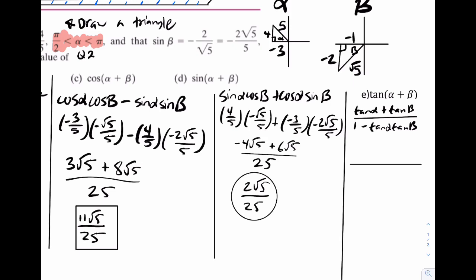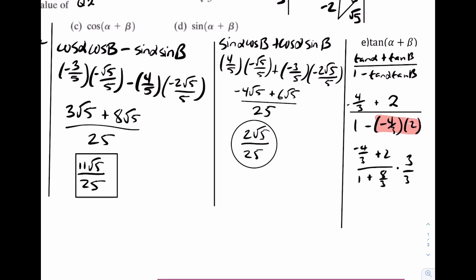So tan alpha, look at your alpha triangle. Tan alpha is 4 over negative 3, plus tan beta is 2, all divided by 1 minus that product, so negative 4 over 3 times 2. When you're doing this, make sure you start right here. You want to multiply that out. So the top is negative 4 over 3 plus 2 over 1, plus 8 over 3. Once I'm there, I'm going to multiply by 3 over 3 to get rid of the complex fractions, and I'm going to get negative 4 plus 6 over 3 plus 8, which is 2 over 11.